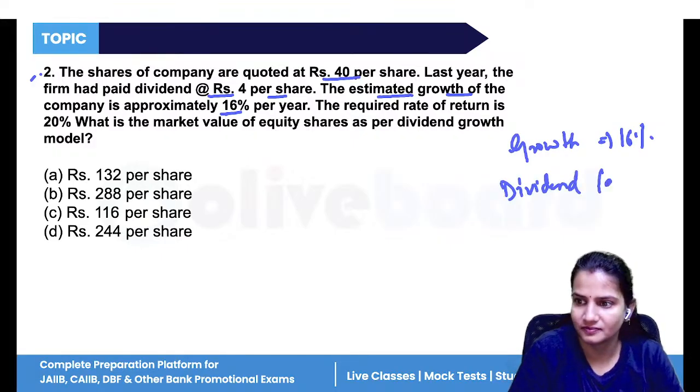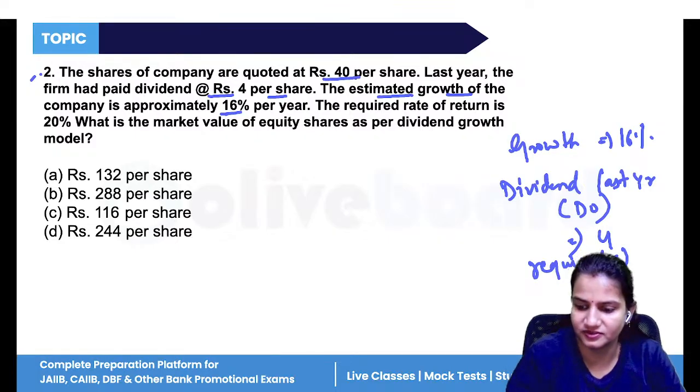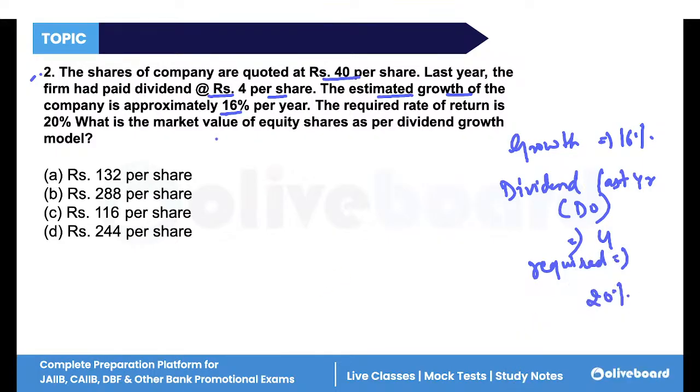Dividend last year is denoted as D0, and it is given as 4. Now, required rate of return, R, is 20%. You have to calculate the market value of equity shares as per the dividend growth model.